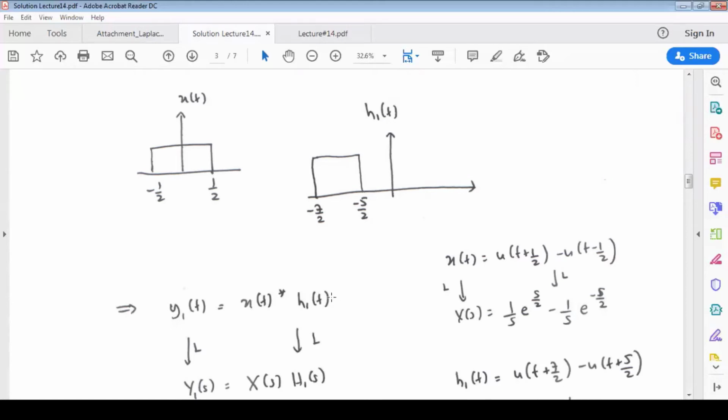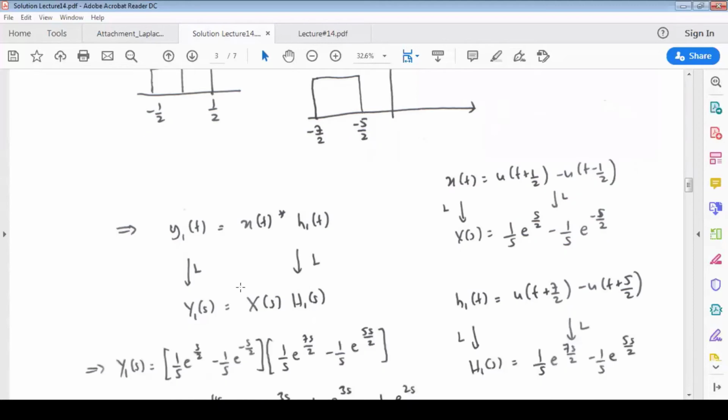So what we have to do now is the Laplace transformation. In Laplace transform, y1s shall be equal to xs multiplied with h1s, because a convolution in time domain will result in multiplication in frequency domain. Okay, so let's find xs and h1s from their respective time domain signals.